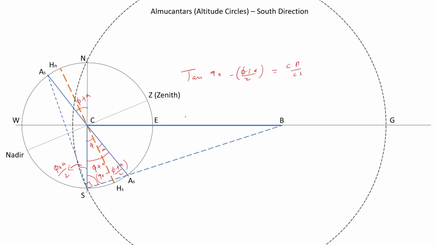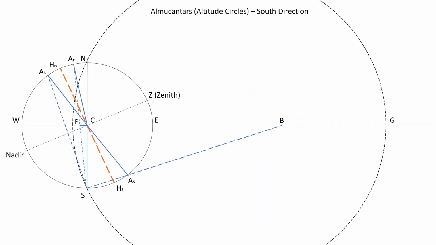Rearranging the formula, CB, which is the other part of the diameter of the altitude circle from the south, is equal to CS, which is the radius R of the equatorial circle, into tan of 90 minus (phi plus A) by 2. Hence the diameter of the altitude circle at an angle A above the horizon is FB.